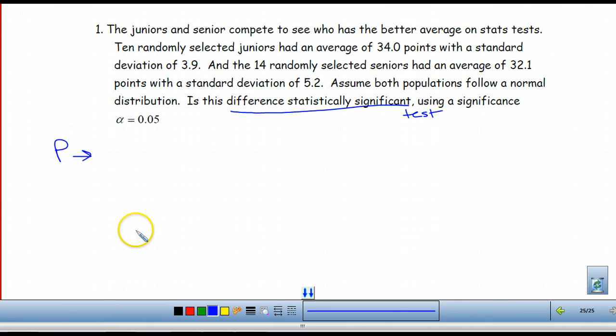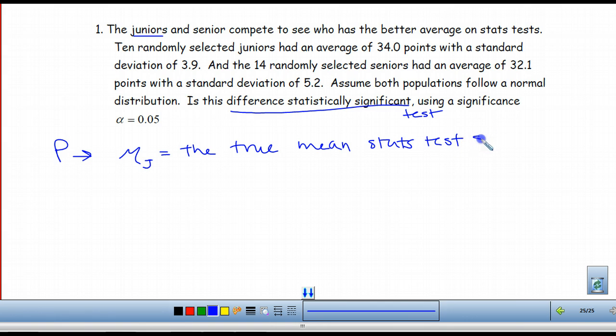Just like when we did proportions, we're going to have two different things now. And we're doing mean, so I'm going to have mu. The first one I'm going to do is the juniors, so mu sub j. We're going to say mu j is the true mean stats test scores for all juniors.